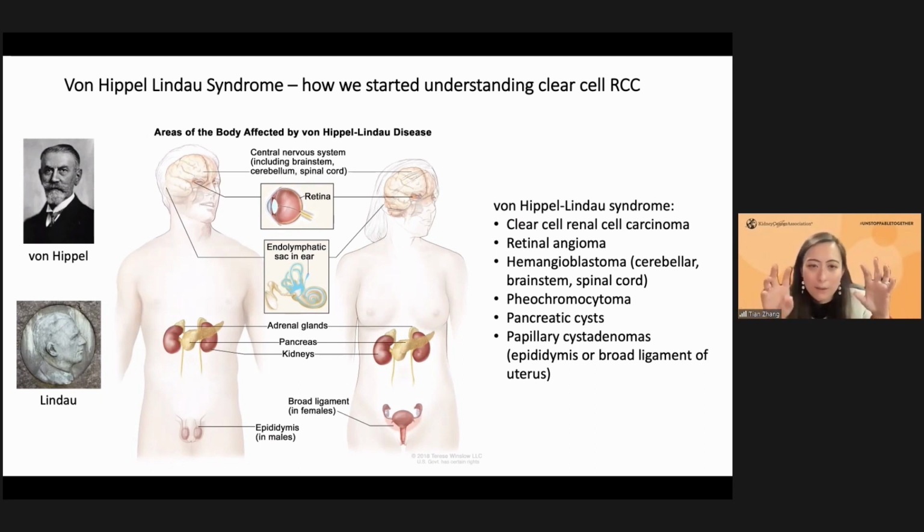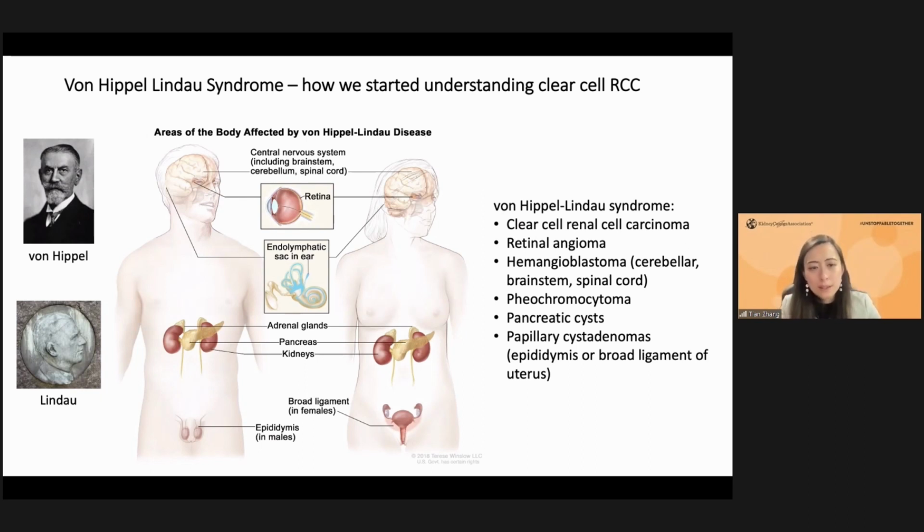And together they made these observations that there were vascular changes in the eye, in particular in the retina, as well as in the pancreas, in the ear, in the adrenal glands, and also in the genital tract of patients, and then of kidneys. And they described the syndrome that we now call von Hippel-Lindau syndrome, and has many vascular malformations like behind the eye and the retina, hemangioblastomas involving the brainstem or cerebellum, pheochromocytomas occurring in the adrenal glands, pancreatic cysts, and then also papillary cystadenomas.